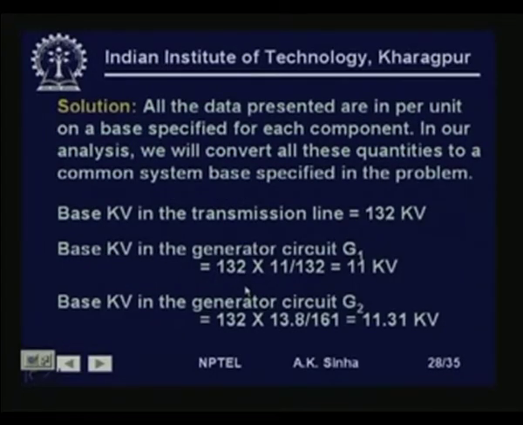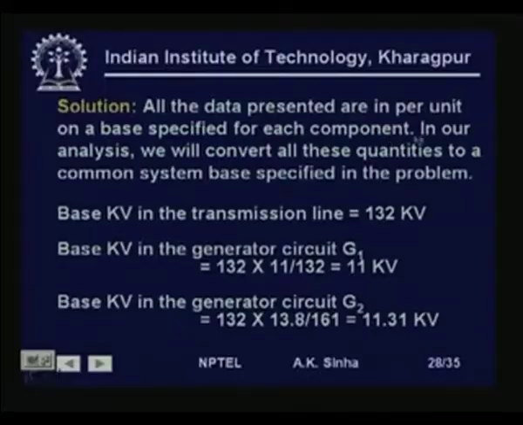So, what do we do in solving this problem? First, all the data represented are in per unit on a base specified for each component. So, the base values for the reactances of generators, transformers, all of them are given on their own rating. In our analysis, we will convert all these quantities to a common system base specified in the problem, which is 100 MVA. Now, base kV in the transmission line part is 132 kV.